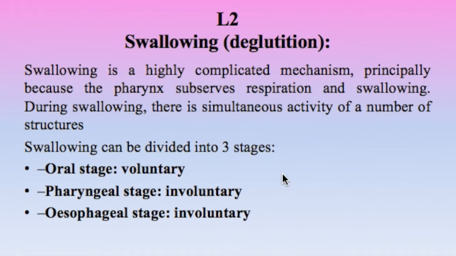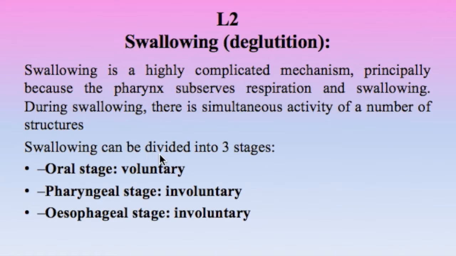Our lecture today is about swallowing, which is considered a highly complicated process because the pharynx serves two functions, respiration and swallowing. During swallowing, there is simultaneous activity of a number of structures within a few seconds in order to pass the food particle from the pharynx to the esophagus without affecting respiration and without passage of the food particle into the upper or lower airway tract.